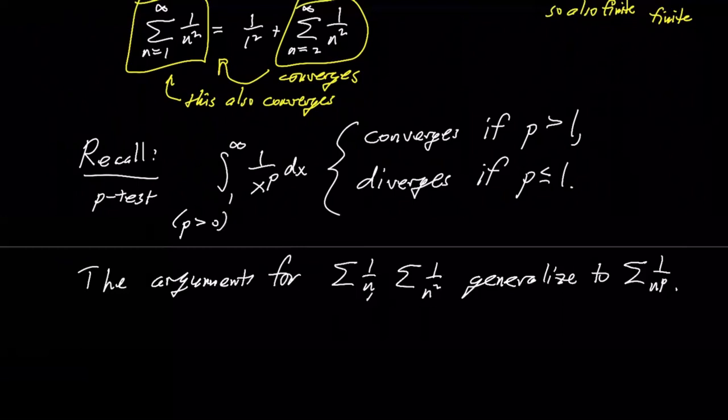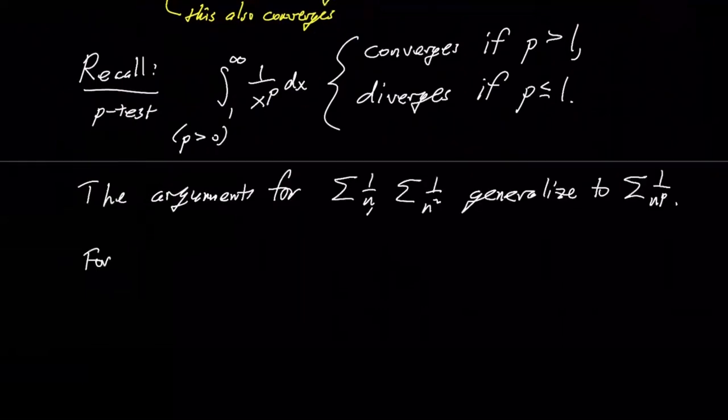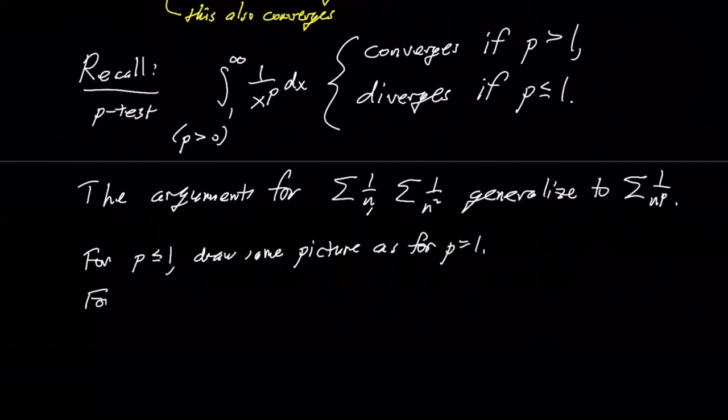Because, like I said, if you did 1 over n to the 4th, you would just draw the exact same picture that you drew for 1 over n squared, and because the integral of 1 over n to the 4th converges, the series would also. But if you wanted 1 over n to the 1/2, p equals 1/2, you would draw the same picture as for p equals 1. So for p less than or equal to 1, draw the same picture as for p equals 1. And for p greater than 1, draw the same picture as for p equals 2.